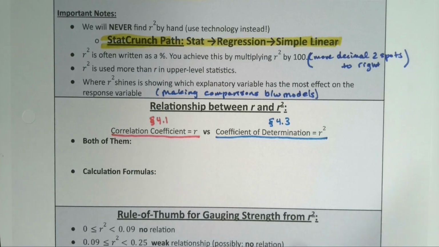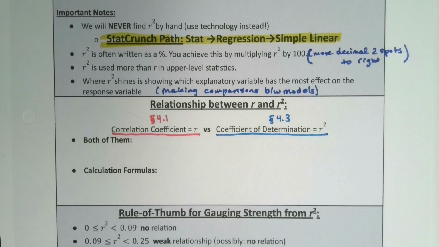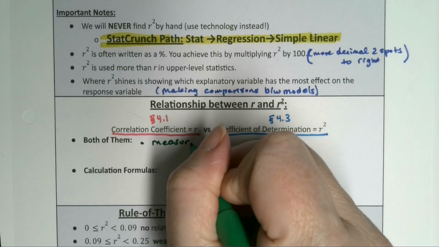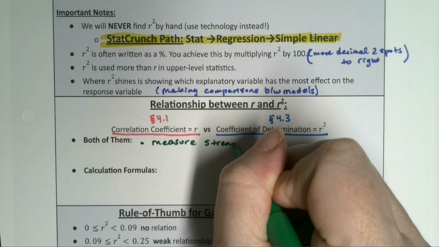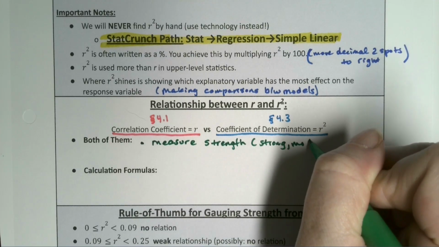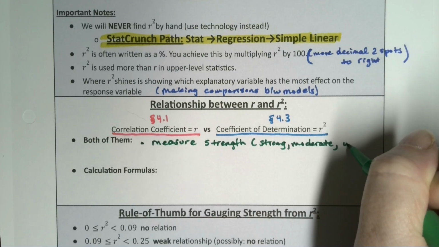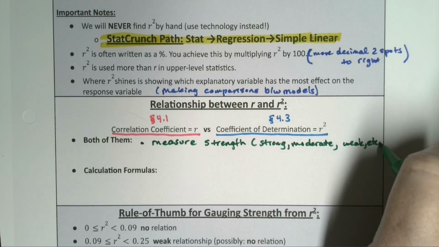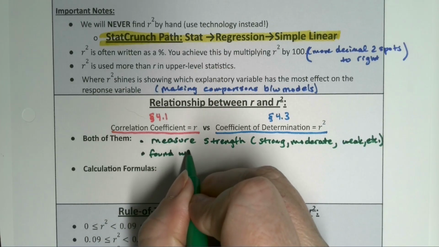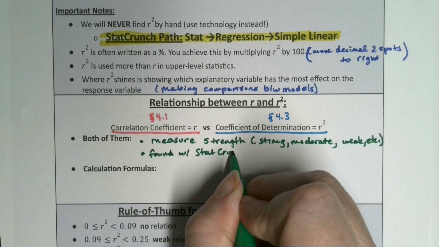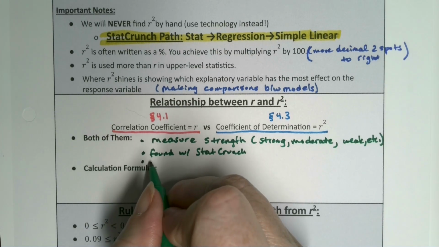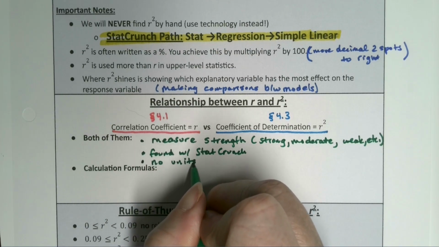Now, both of these values measure strength, and they're both found with technology. So they measure strength, right? Strong, moderate, weak, that kind of thing, if you remember those terms from section 4.1. They both are found with StatCrunch, so we're not going to find them by hand. And they're both unitless. They both actually don't have units. No feet, no inches, no nothing.